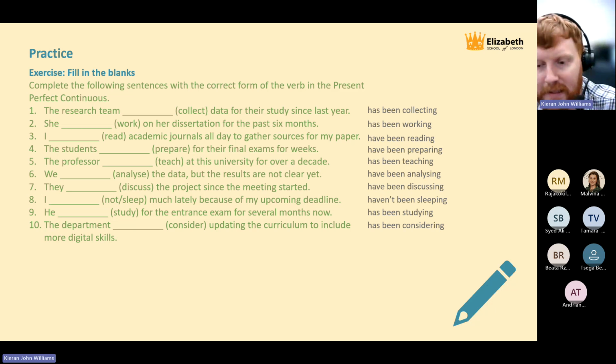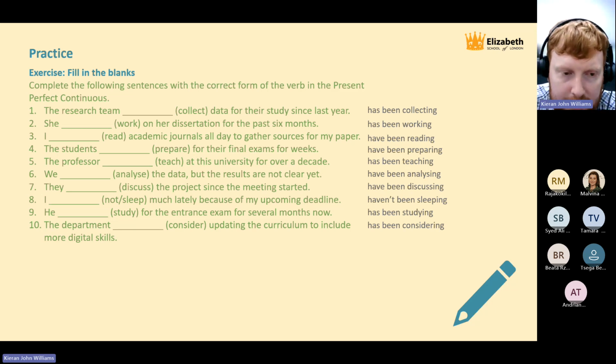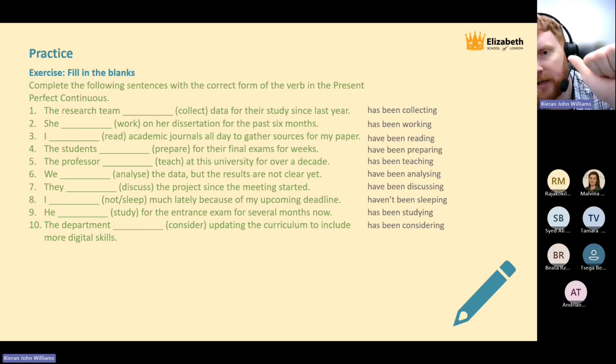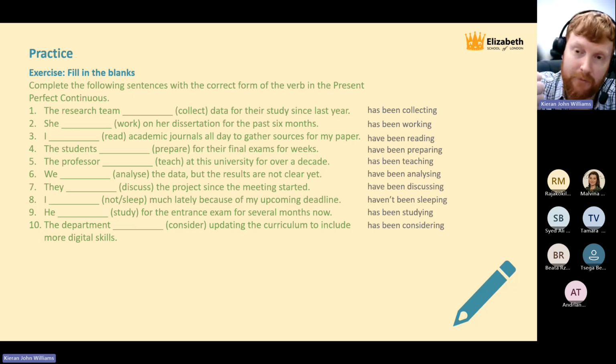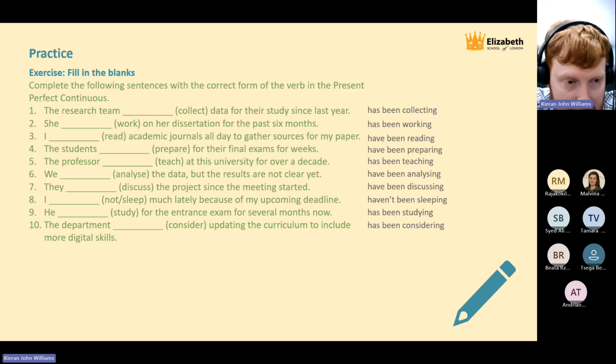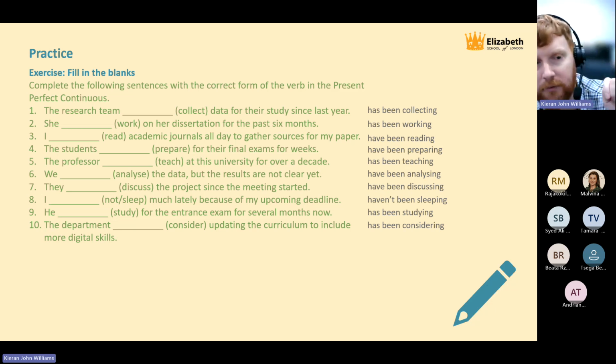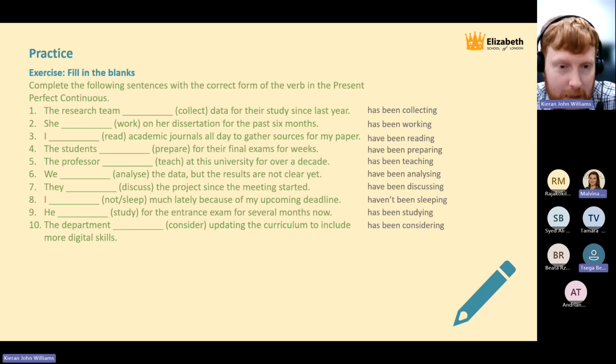So in this next activity here, you need to write all of these sentences in present perfect continuous. So have or has plus been plus ing. Okay, so for example, the first one, collect, it would be has been collecting. Okay, so you're going to have to do that for all of the rest of these here. So what would it be for number 2 here, everyone? She has been working. Good. Number 3.